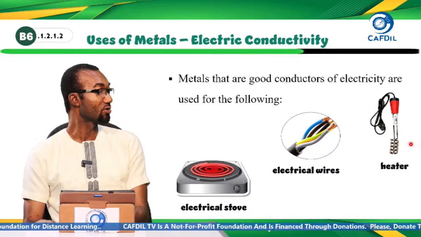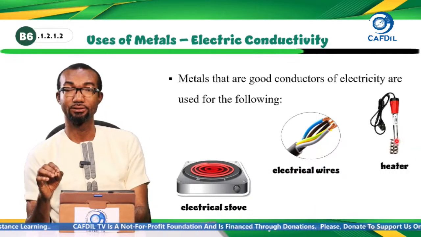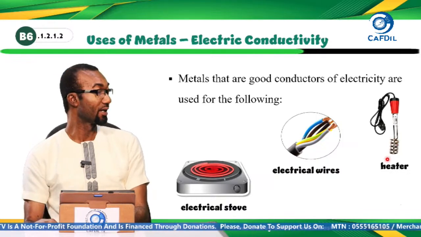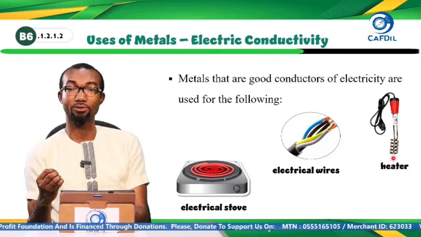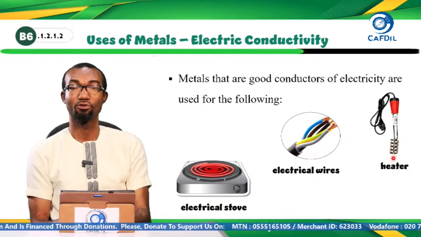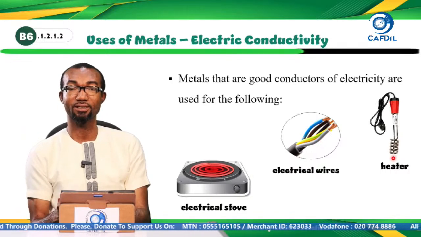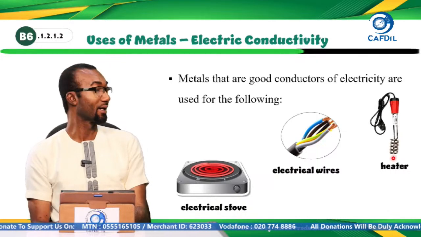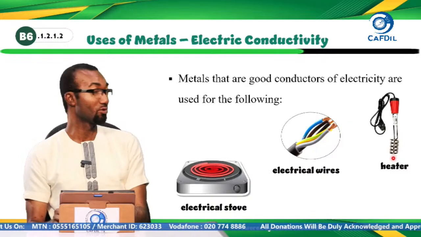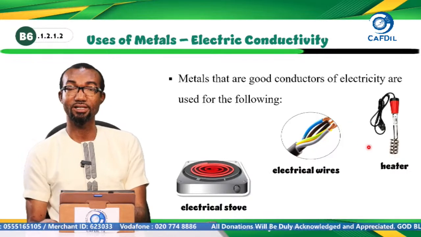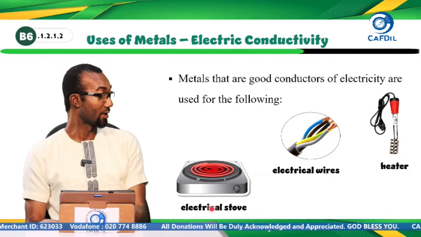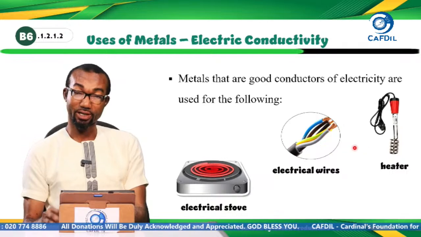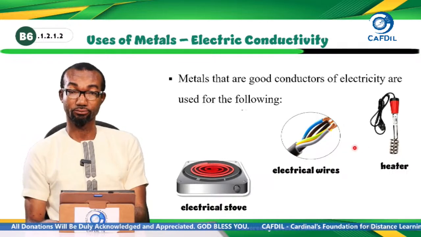We can also use it to make a water heater, because electricity can pass through. It can pass through the coil here, and then it will heat it up so that it can heat the water for us. The same applies to the kettle that we use. There's a metal inside that heats up and helps us to heat our water. So because metals are good conductors of electricity, we can use it to make stove, we can use it to make electric wires, we can use it to make heaters.